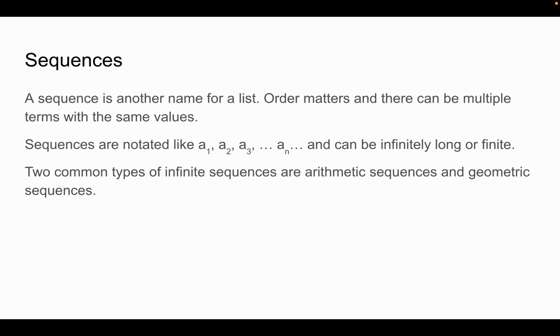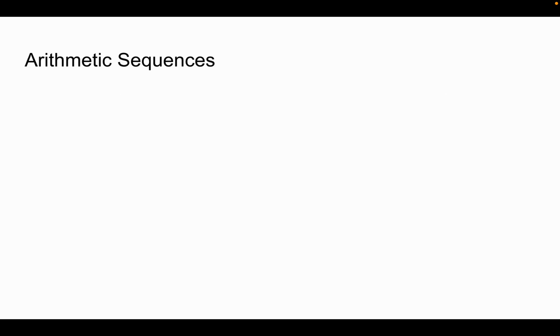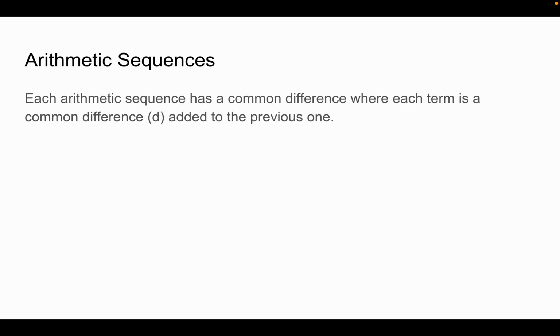Two very common types of infinite sequences are arithmetic sequences and geometric sequences. So first, let's look at arithmetic sequences. Each arithmetic sequence has a common difference, and every next term is the previous term plus the common difference. The common difference is also notated as d a lot of times.